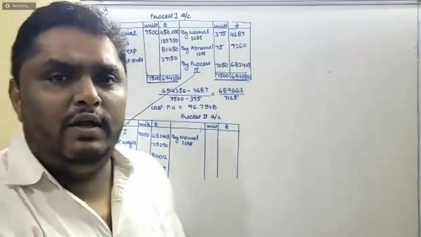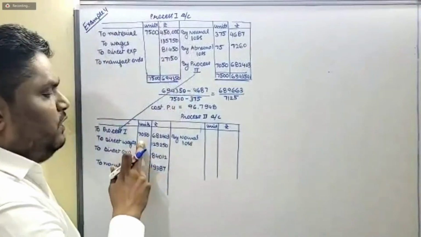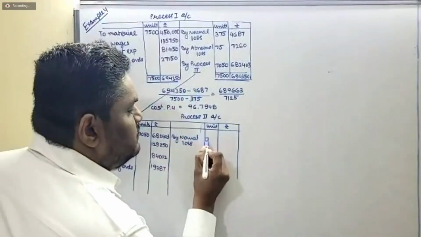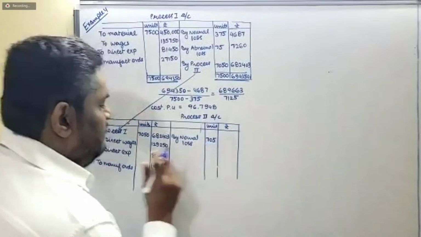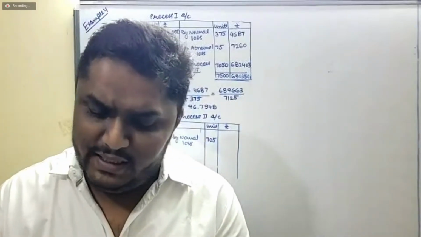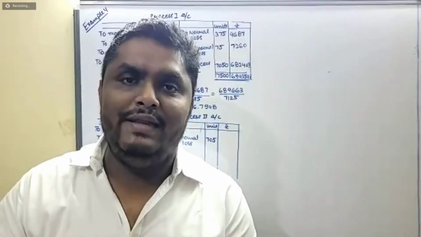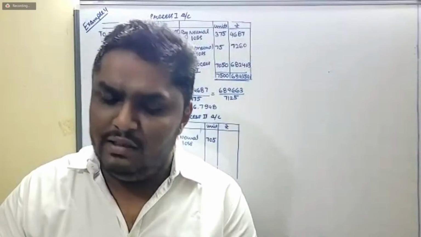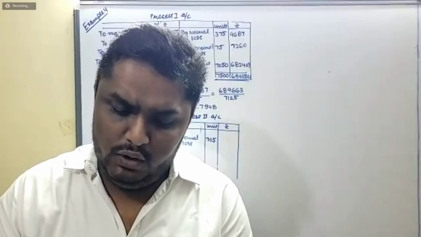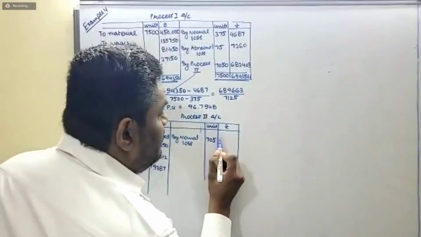Given in the question that normal loss is 10% of the input. So my input is 7050, so my normal loss will be 705. It is given in the question that it is 10% of the input. So 705 will be my normal loss, and the scrap value realized per unit is 37.5. So 705 into 37.5, this will be 26437.